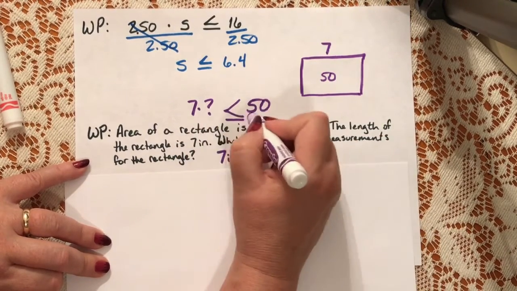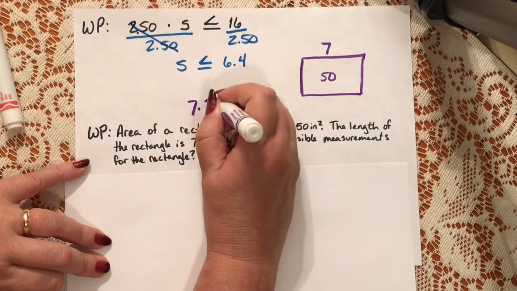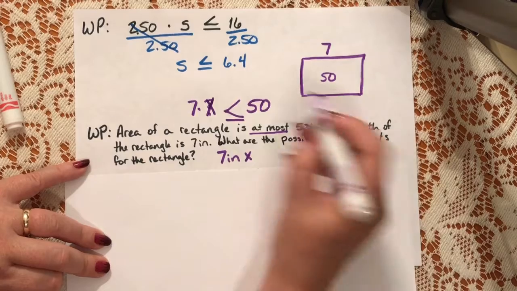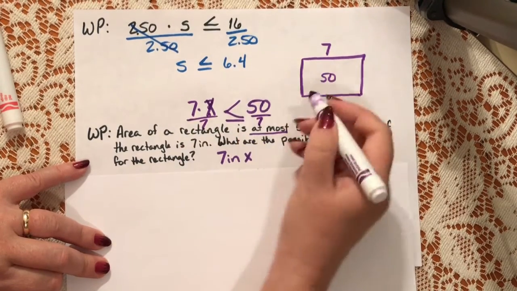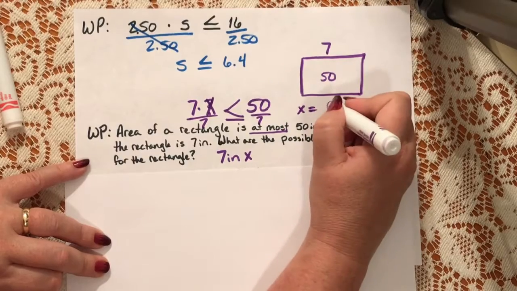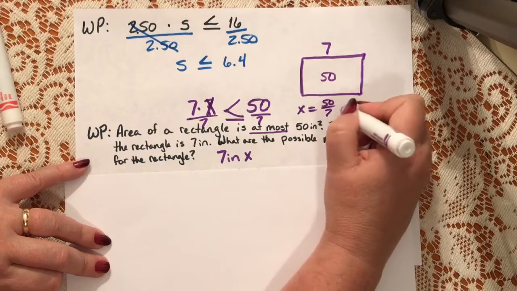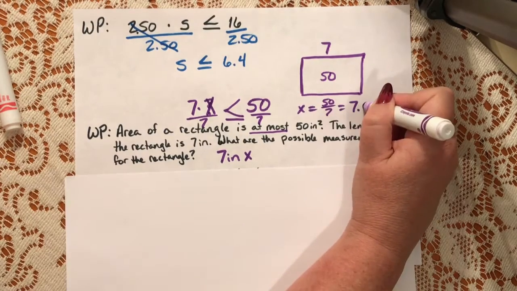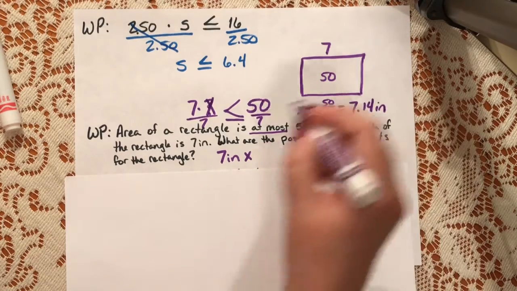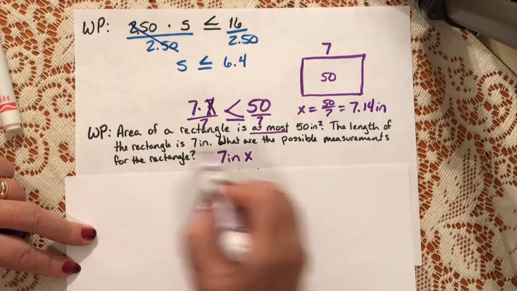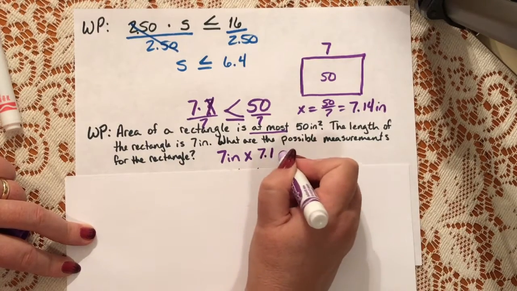So 7 times what is less than or equal to 50? And let's put an x in this spot. So we're going to divide both sides by 7. And x is going to be less than or equal to 50 over 7, which is 7.14 inches. So the question, what are the possible measurements for the rectangle? It's 7 inches by 7.1 inches.